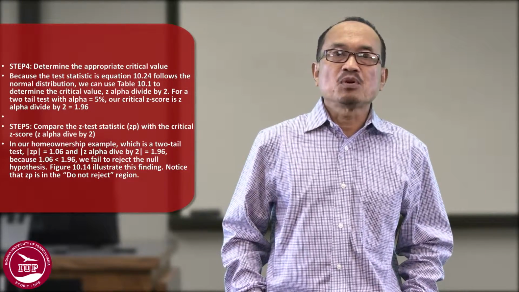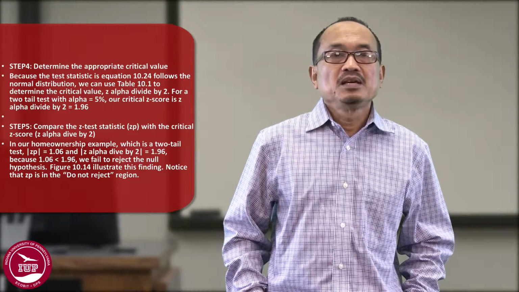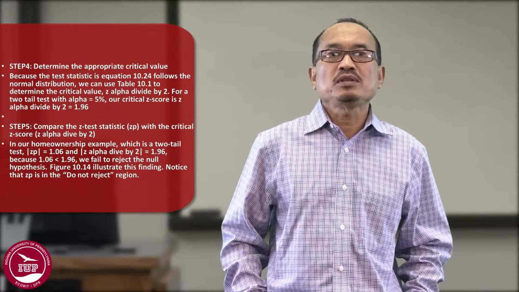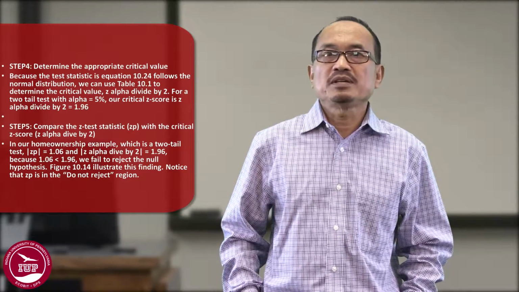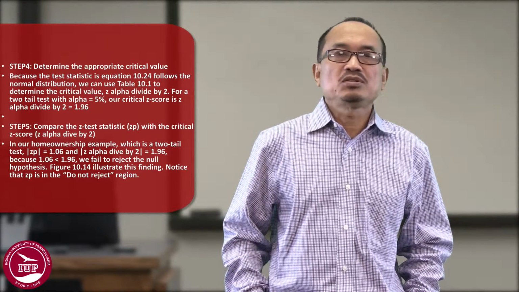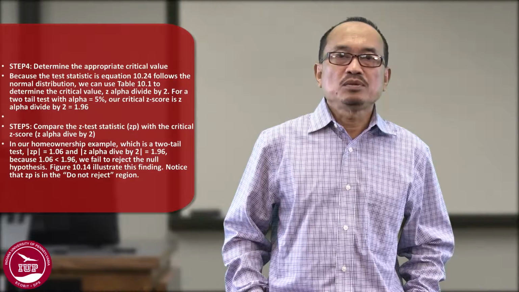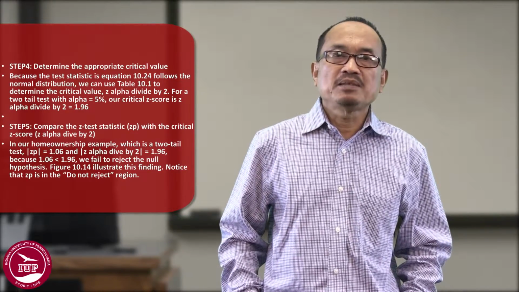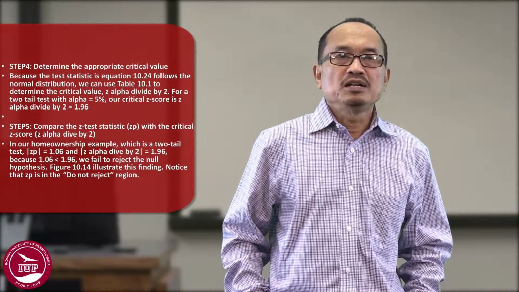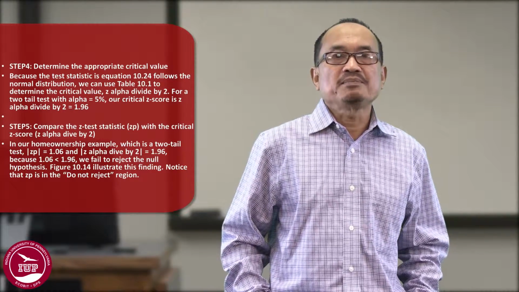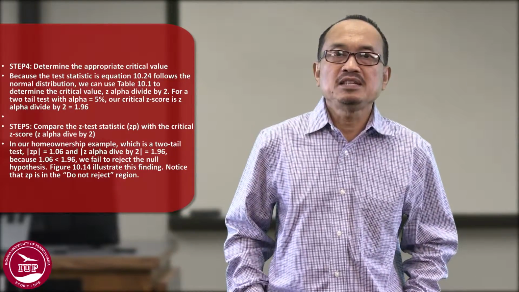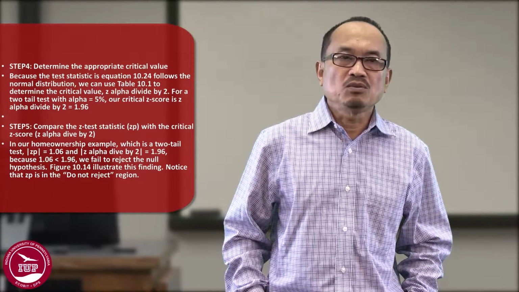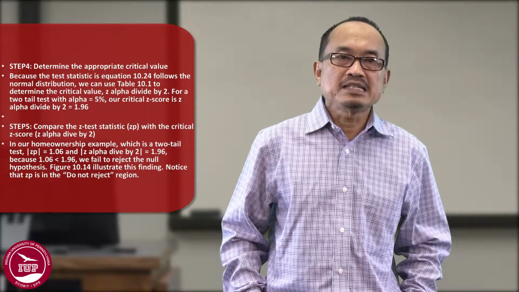Step 4. Determine the appropriate critical value. Because the test statistic in equation 10.24 follows the normal distribution, we can use table 10.1 to determine the critical value Z alpha divided by 2 for a two-tailed test with alpha 5%. Our critical Z score, Z alpha divided by 2, is equal to 1.96.